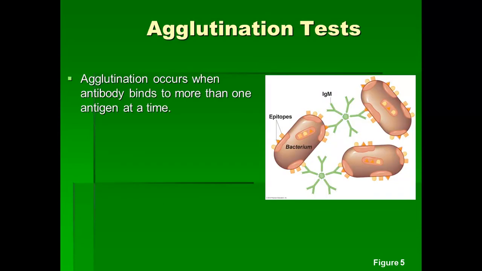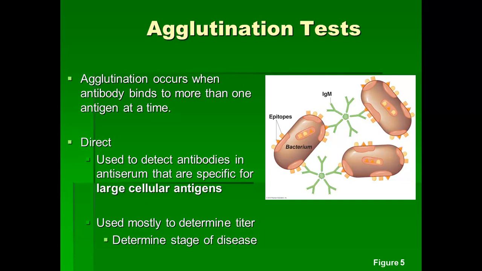Agglutination occurs when the antibody binds to more than one antigen at a time. Direct agglutination tests are used to detect antibodies in antiserum that are specific for large cellular antigens. So it's used mostly to determine titer and to determine the stage of the disease.